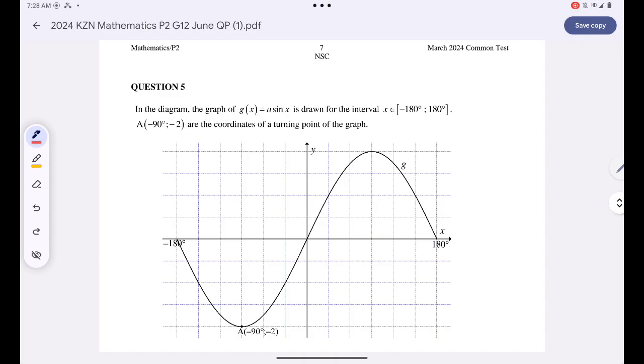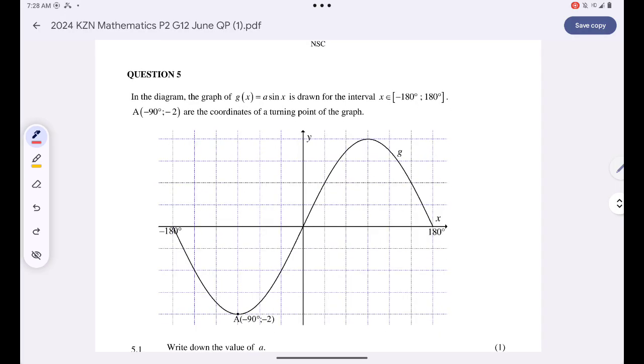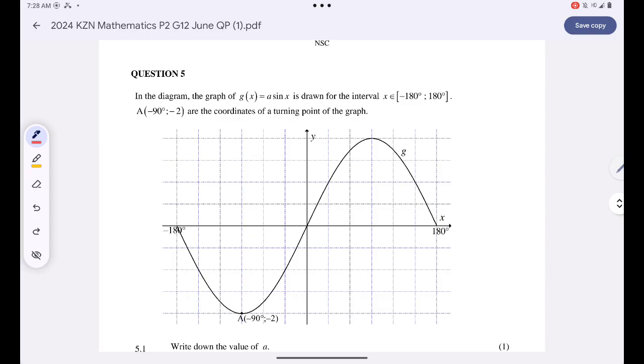In this video, guys, I'll be tackling question number 5 from the mid-year exam, which was written in the province of KwaZulu-Natal in the year 2024. Yes guys, we are still focusing on Mathematics Paper 2, and please do expect a total of 8 videos, since this question paper had 8 questions in total. That simply means each and every question will have its own video.